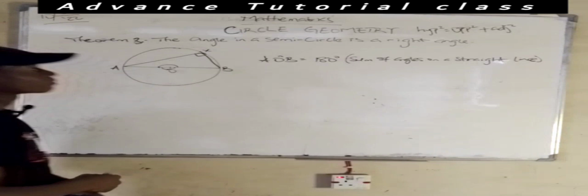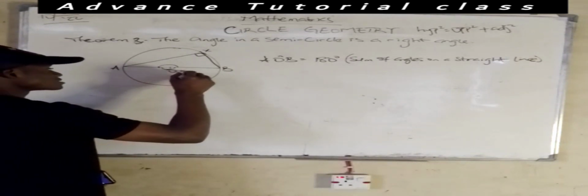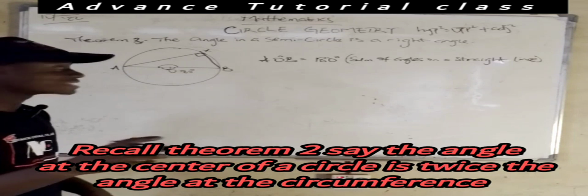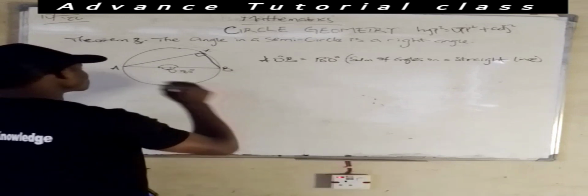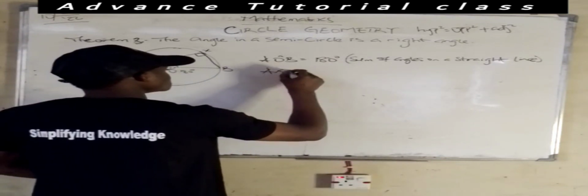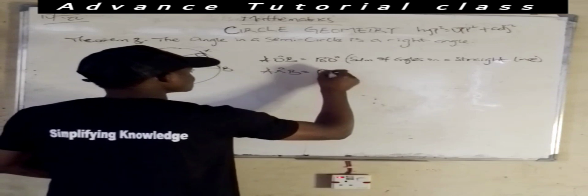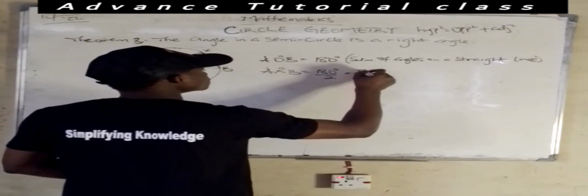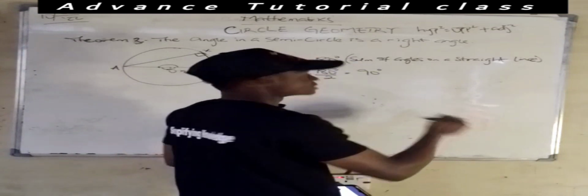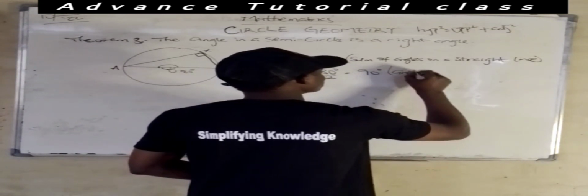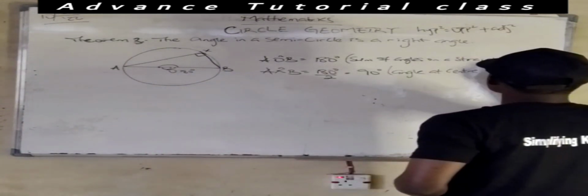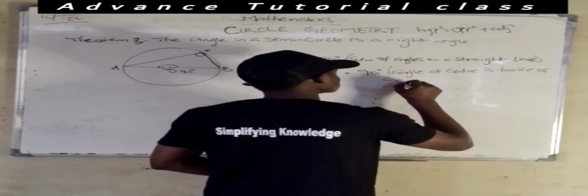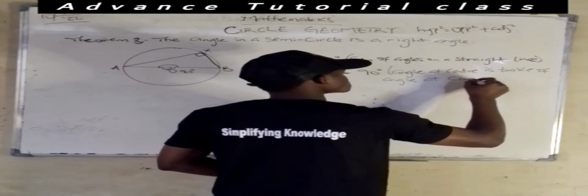Okay. So since this angle is 180 degrees, remember our theorem 2 that states that the angle at the center of the circle is twice the angle at the circumference. So that means AXB is equal to 180 divided by 2. It will give you 90 degrees. What is the reason? Angle at center is twice of angle at circumference.